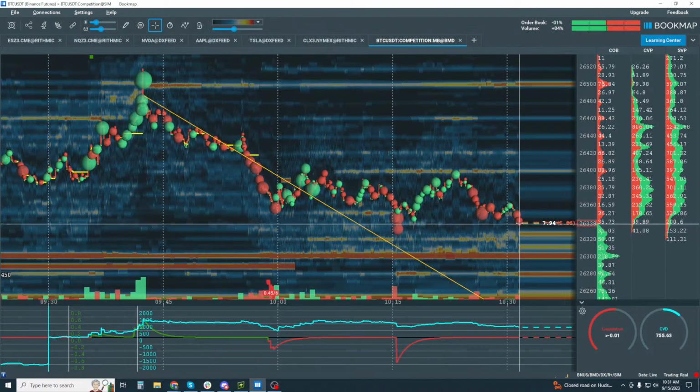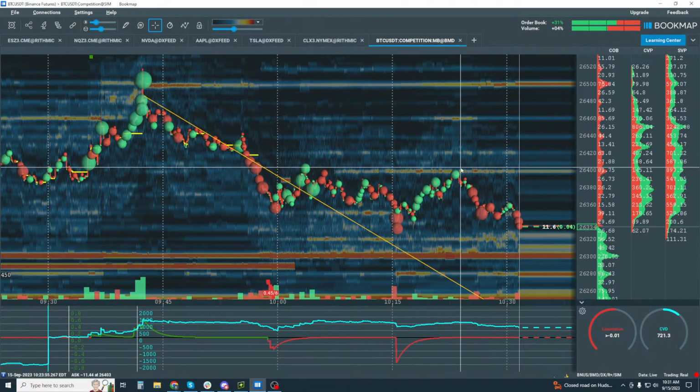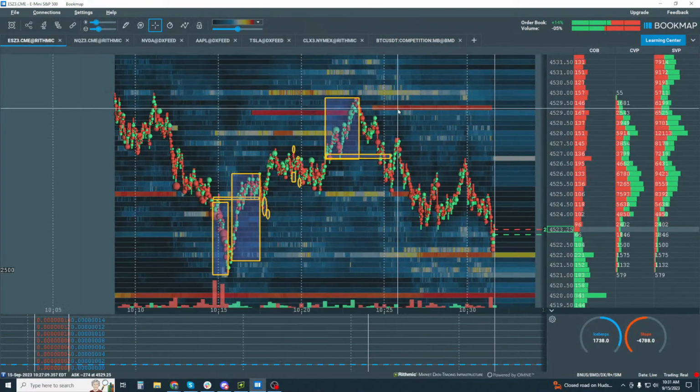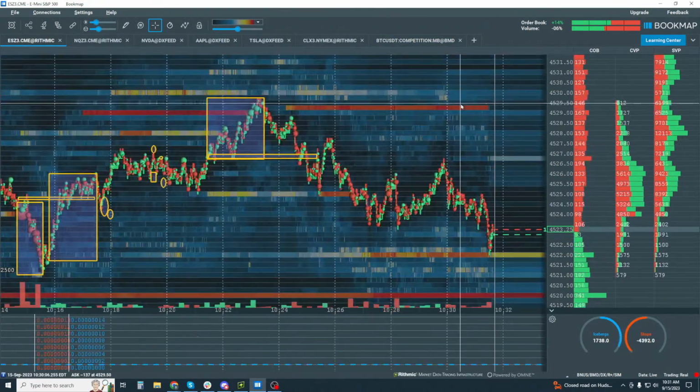All right, so it looks like it wants to break down right now into this 26,300. Okay, so let's take a look at our S&P. It should be breaking down as well, and it is.